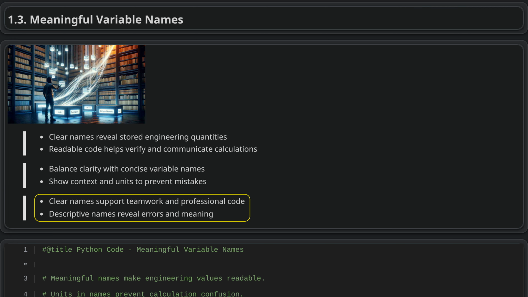Meaningful names make code easier to understand, check, and maintain, especially in larger projects with many related quantities. Short or personal abbreviations may seem convenient, but they can confuse collaborators unless they are standard in the field. Descriptive names that reflect the physical meaning and context help reveal mistakes and make code serve both the computer and human readers.